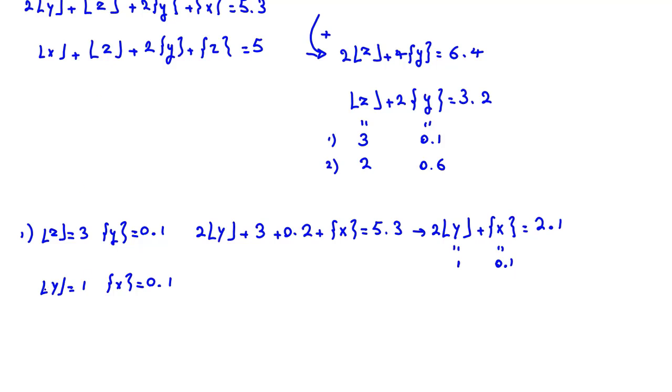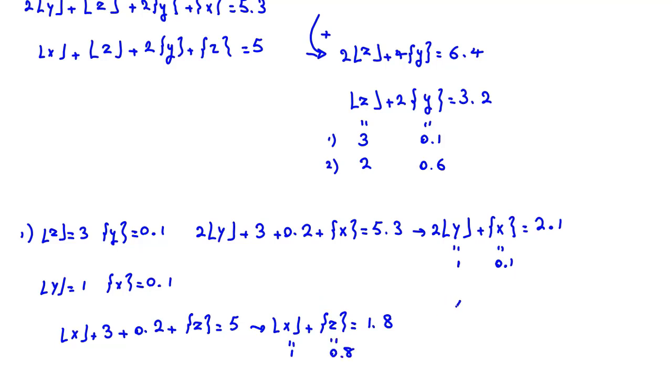And if you consider the last one: the integer part of x plus the integer part of z plus 2 times the fractional part of y, which is 0.2, plus the fractional part of z, equal to 5. So here, the integer part of x plus the fractional part of z equals 5 minus 3.2, which is 1.8. So this one is 1, this one is 0.8. So for this problem, in this case, x is 1 plus 0.1, 1.1. For y, it is 1.1. For z, it is 3.8. Okay.